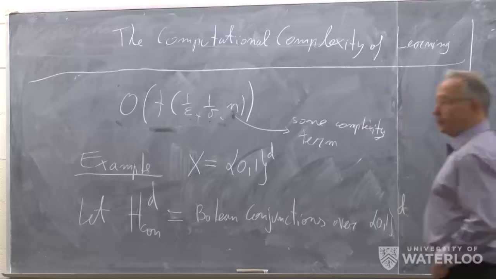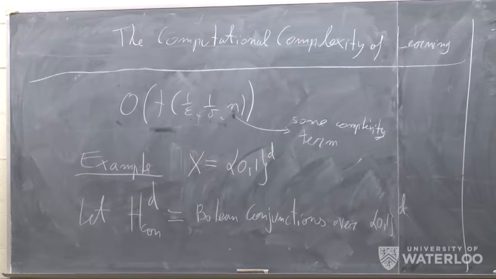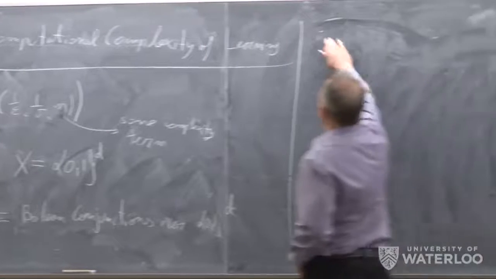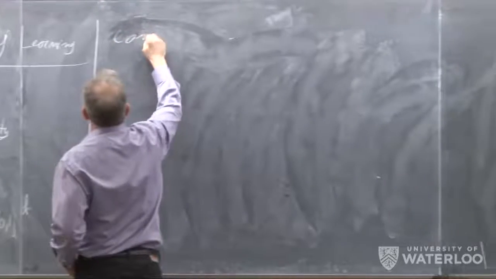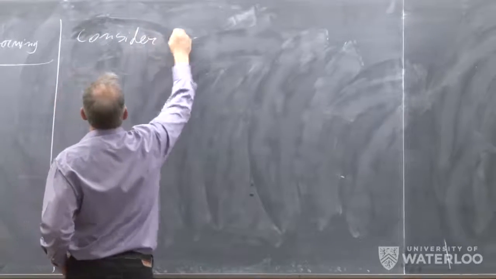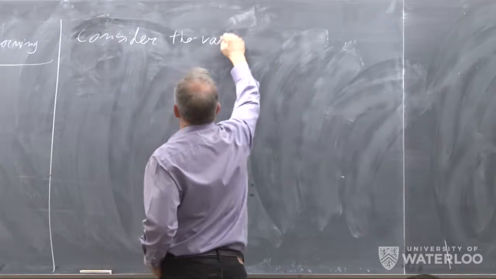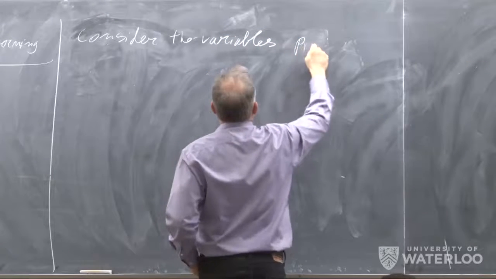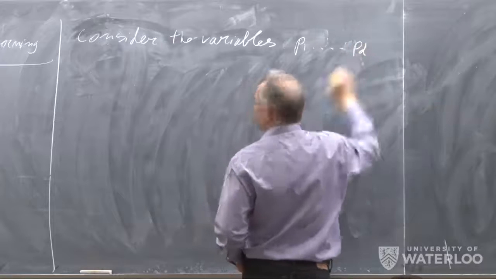So what do I mean by Boolean conjunctions? So we have to talk a little bit about propositional logic. So I have variables. We consider the variables P1 up to PD.